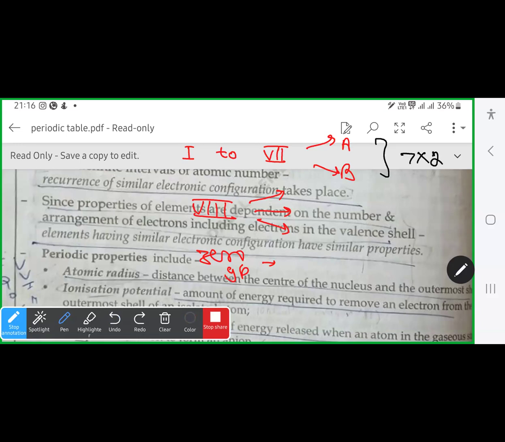the 14 groups become this one, 3 become this one, and 1 becomes this one. So in the modern periodic table, there are a total of 18 groups. Clear? Clear. And periods are the same, that is 7. Understand? Yes, sir.